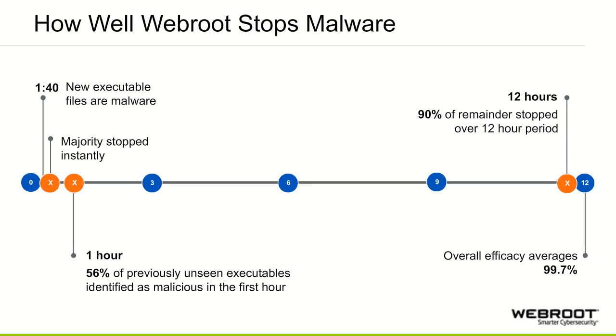So I did say I'd mention how well we stop malware. We average out, if you go right to the right, about 99.7%. It's actually slightly higher than that, but we consistently do 99.7 plus. As far as the industry goes, I think that's a very high rate. And as I said, we never ever claim 100%. We very rarely go below that at all. As I said, 1 in 40, that's 2.5% of all new executable files we saw, was malware. We stop about 85% of those instantly.